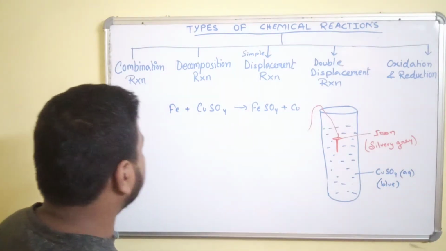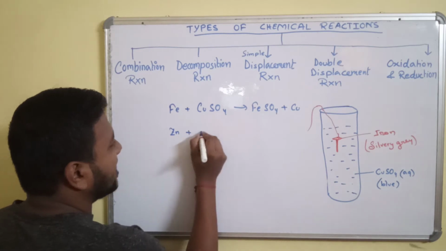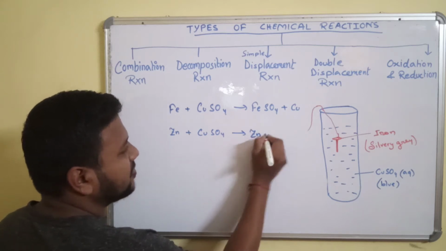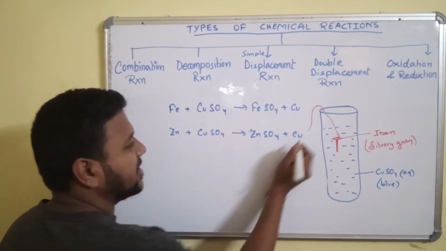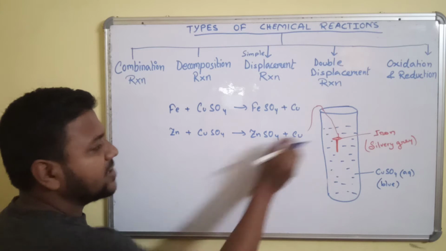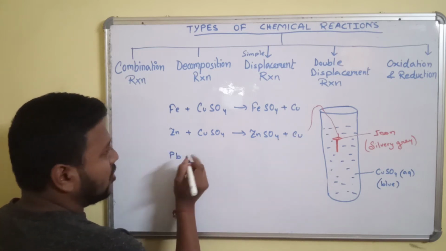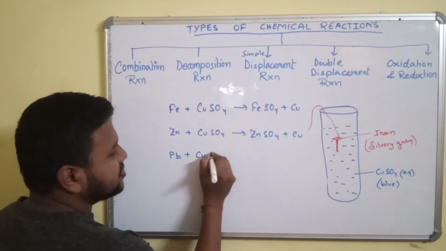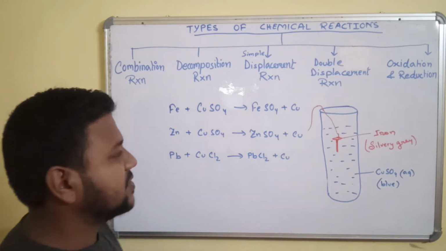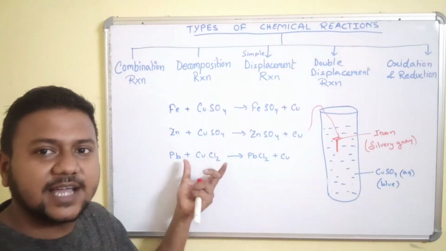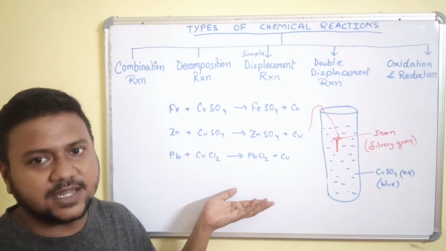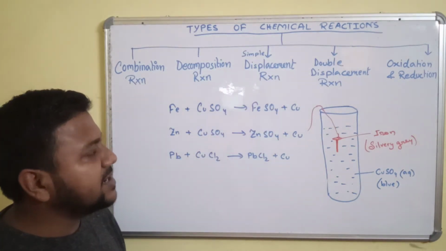We can see one more example. Say we are taking zinc and copper sulfate. When we pour zinc into copper sulfate, we see the formation of zinc sulfate plus copper. Again, zinc is displacing copper from the copper sulfate, producing ZnSO4 and copper. One more, let us see lead. When lead reacts with CuCl2, it produces lead chloride, PbCl2, with the liberation of copper. So in all these three reactions, we observe a single replacement occurring. Hence it is termed the simple displacement reaction.